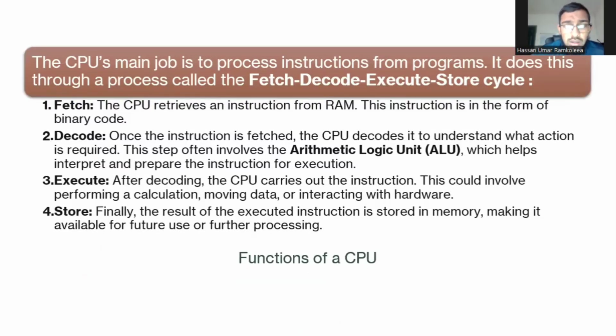Now we are going to look at the functions of a CPU. The CPU's main job is to process instructions from programs through a process called the fetch, decode, execute, store cycle. And we are going to look at each one in detail. For example, the first one, fetch. The CPU retrieves an instruction from RAM. This instruction is in the form of binary code.